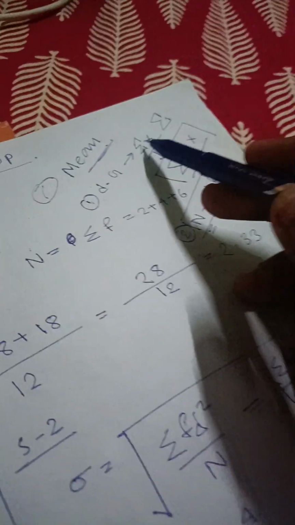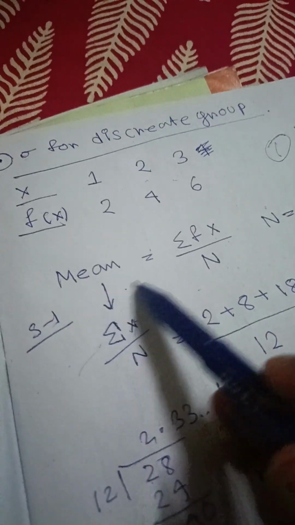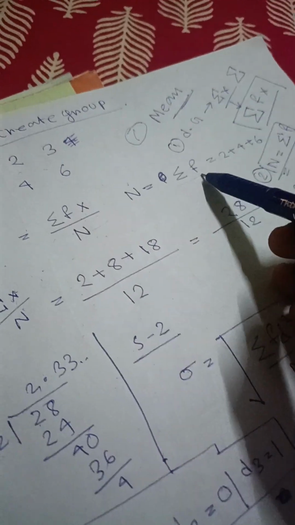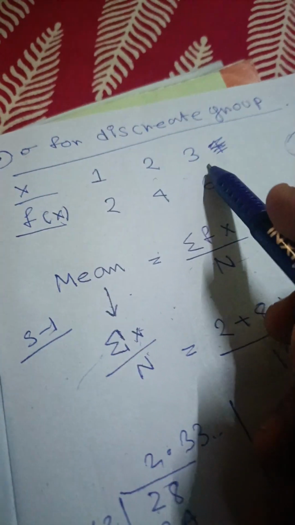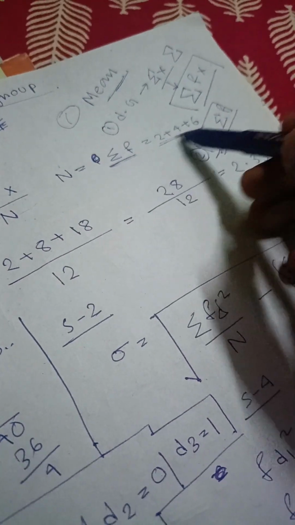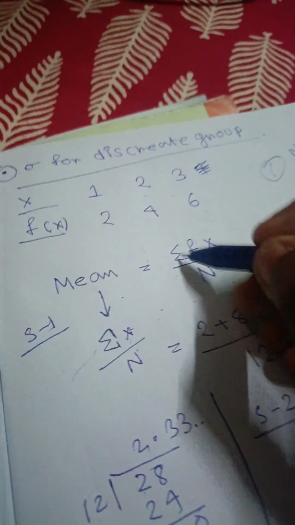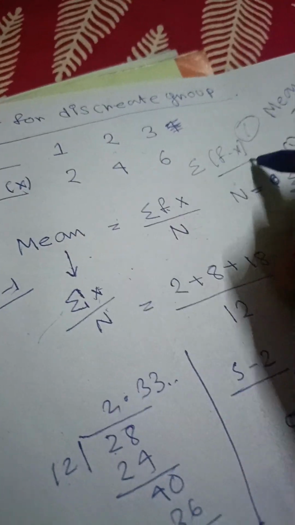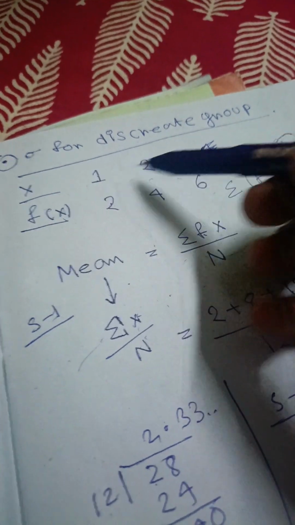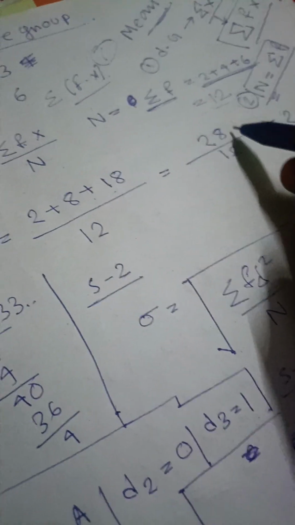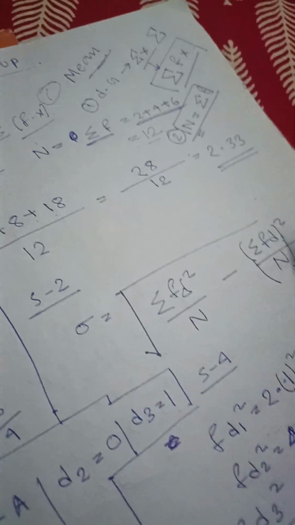But here, as I told you previously, sigma x is replaceable by sigma fx. So the mean is equal to sigma fx by n, and n here signifies sigma f. So what is sigma f? It is the addition of all the values of f, and it will be 12, because 2 plus 4 plus 6 is 12. And for sigma fx, first we have to do f into x. So f into x means 1 into 2 is 2, 2 into 4 is 8, 3 into 6 is 18. So 2 plus 8 plus 18 divided by 12. From where did we get 12? From here we got 12. So 28 by 12, and then the answer is 2.33.